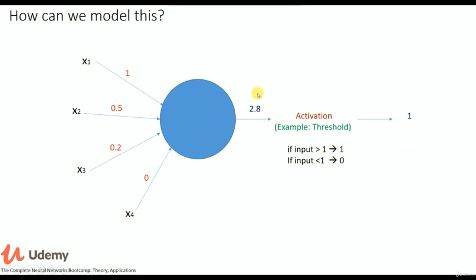So if the output of the neuron is larger than 1, that means the prediction is passing the exam, and if the output is smaller than 1, that means the prediction is 0, which is not passing the exam. Okay, so that's it for this video.